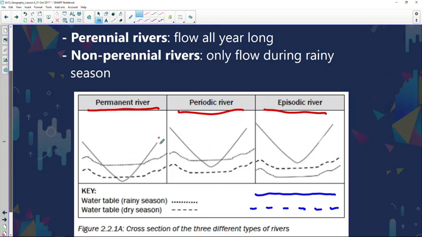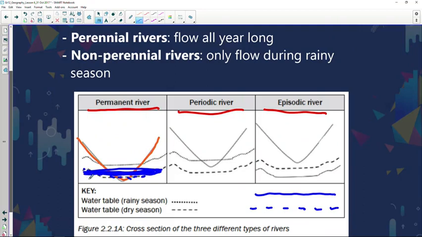Now, this is a transverse profile of a river, from one side of the river to the other, from one bank to the other bank. As you can see, just follow these keys. The water table during rainy season is down there at the bottom. Let's start with dry season. That's the bottom of the river over there. There's always water inside the river.